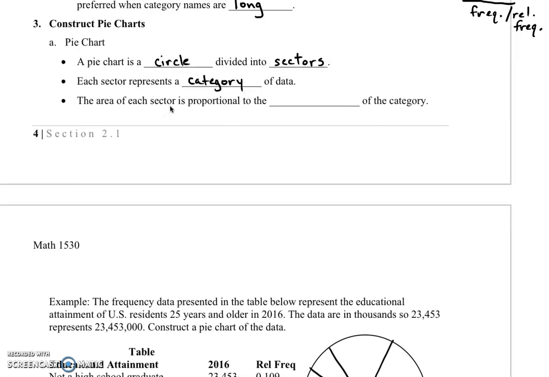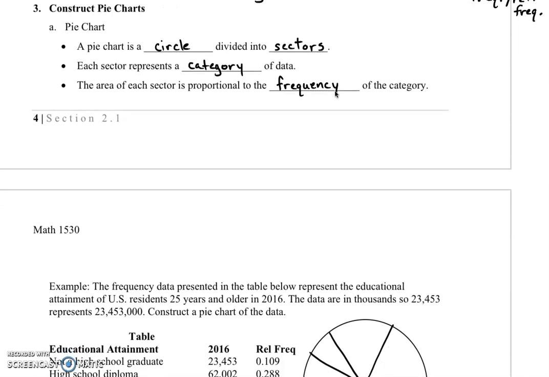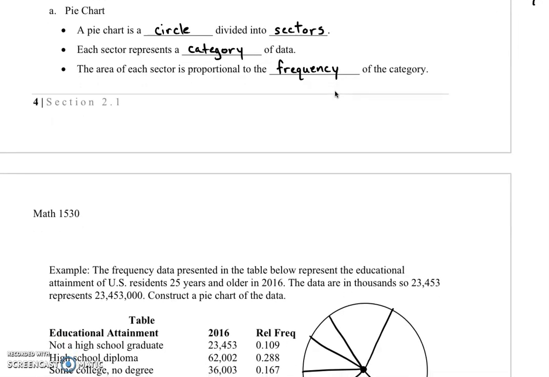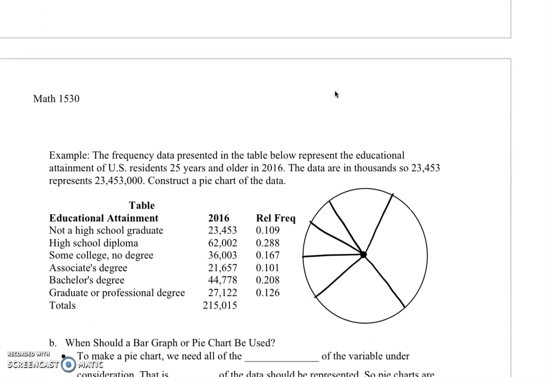Each area is proportional to the frequency of the category. In other words, if the relative frequency, let's say, is 25%, then that sector should take up about 25% of the circle.